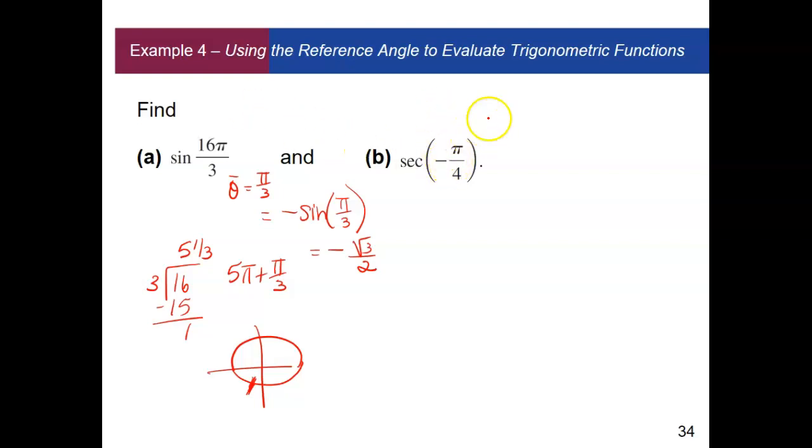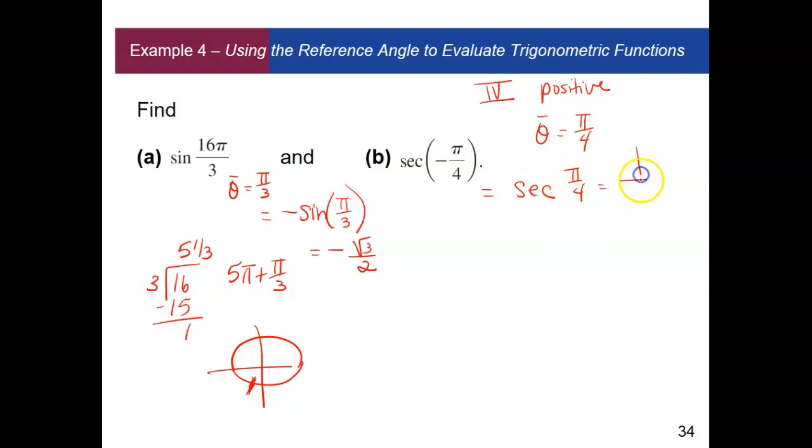Moving on to look at this next one here, negative pi over 4 gives me a reference angle of pi over 4, and negative pi over 4 is in the fourth quadrant. Okay, secant is going to have the same signs as cosine. So in the fourth quadrant, cosine and therefore secant are positive. So this is going to be equal to the secant of positive pi over 4.